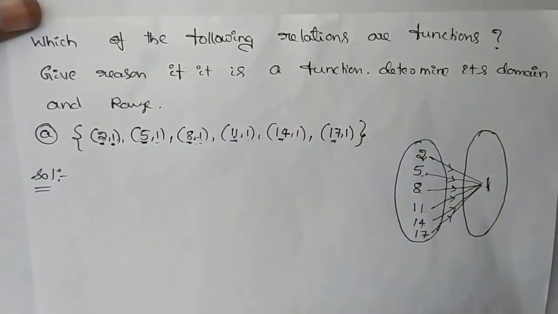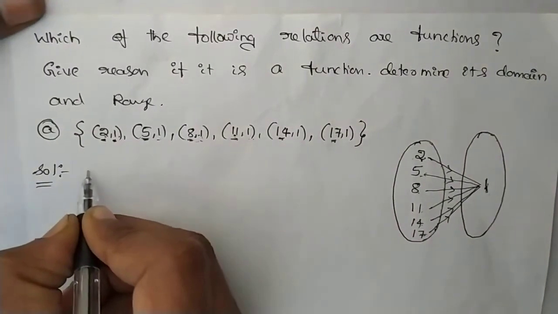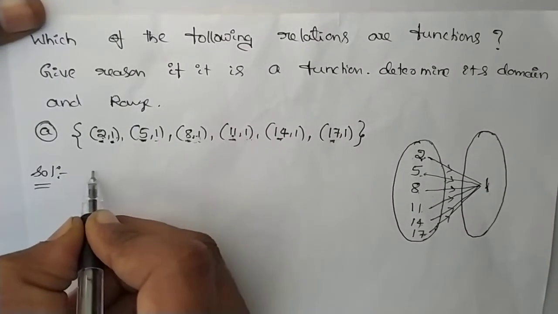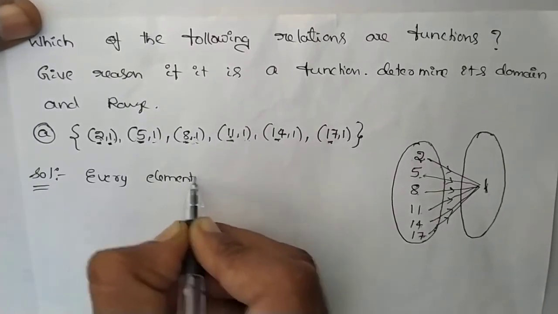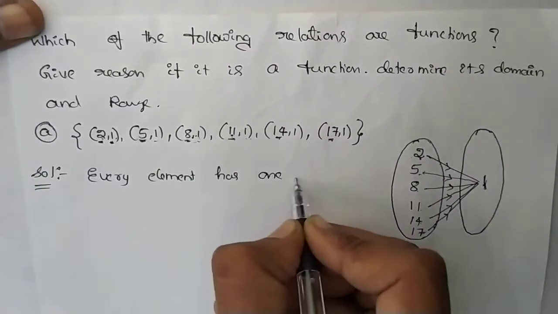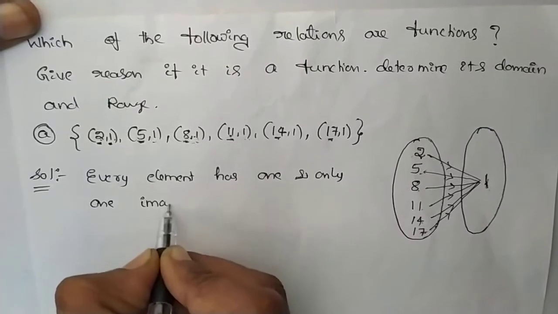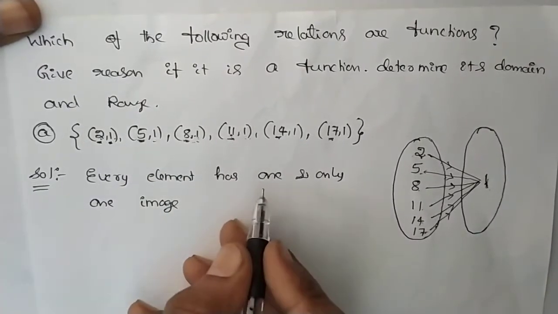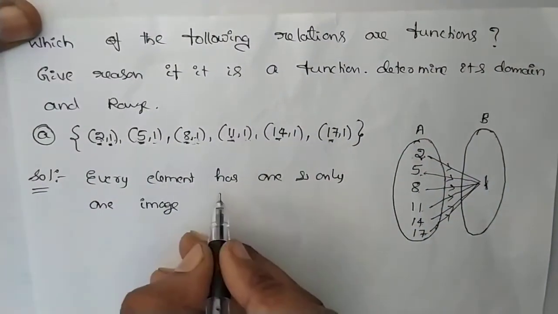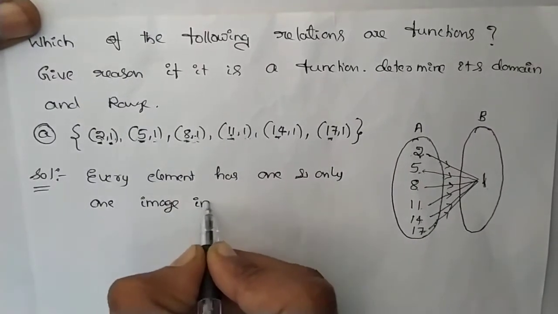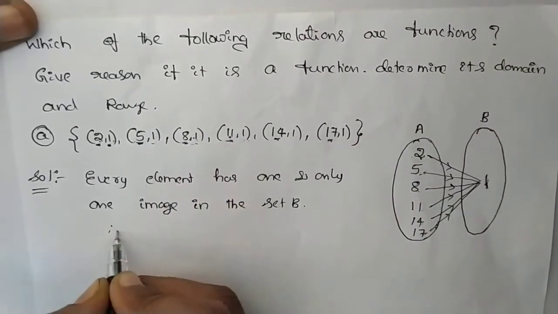Before that, you have to write the reason why it is a function. Every element has one and only one image. Let us consider it is a set A and it is a set B. Every element has one and only one image in the set B. Therefore, it is a function.